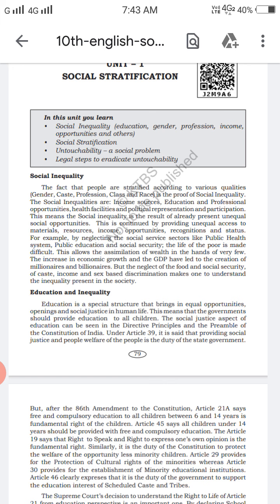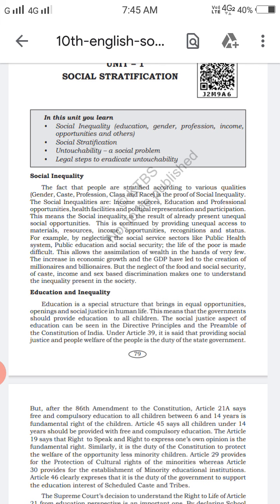For example, poor people and richest people, high income source people and low income source people, some mental workers, some physical workers, someone having good health facilities, someone not having good facilities, someone having more opportunities, someone not having good opportunities, someone having political influence, someone not having political representation. So wherever it shows discrimination, that process we call social stratification.